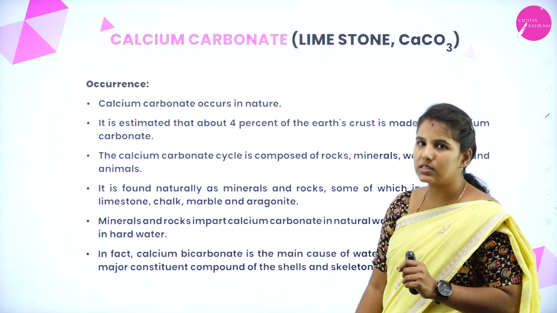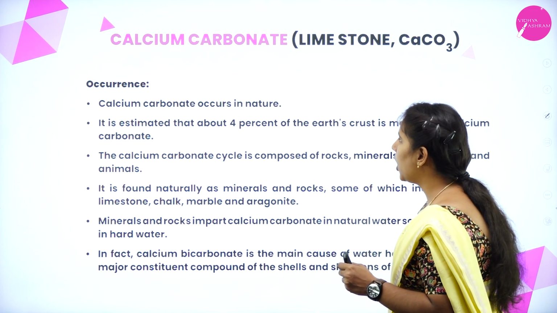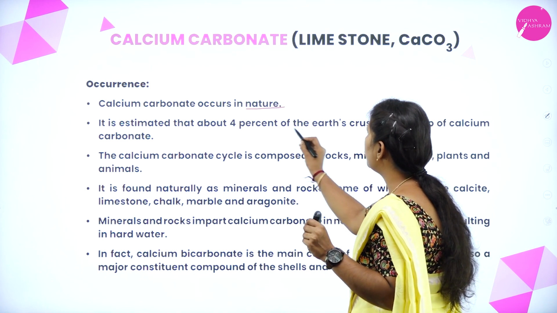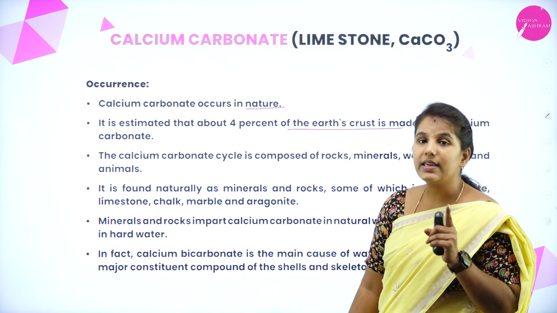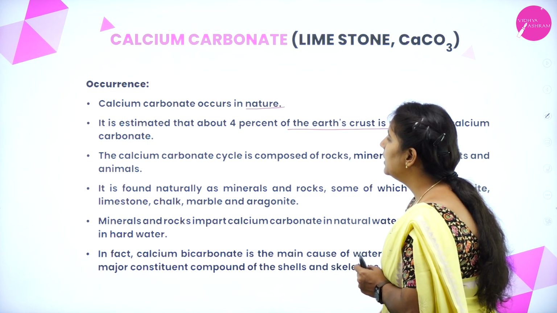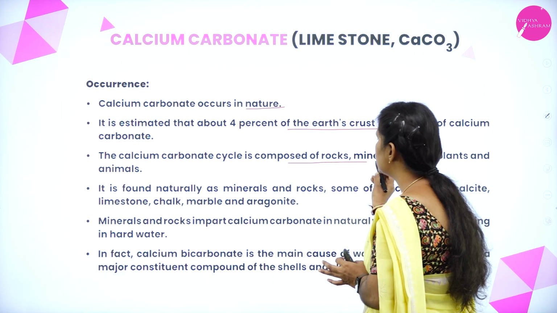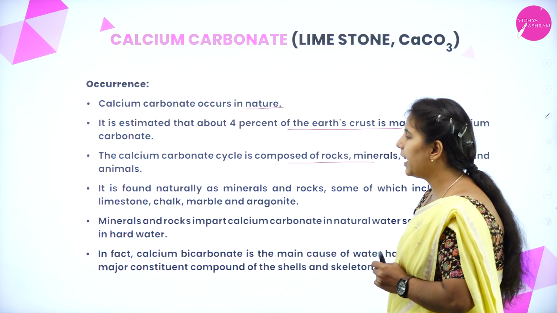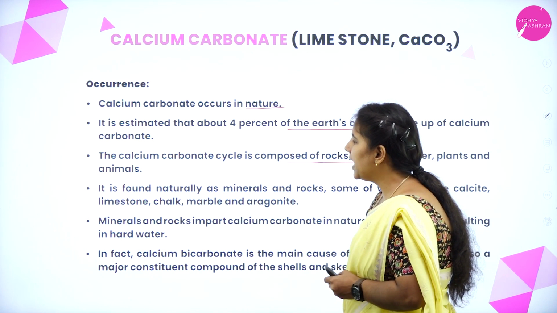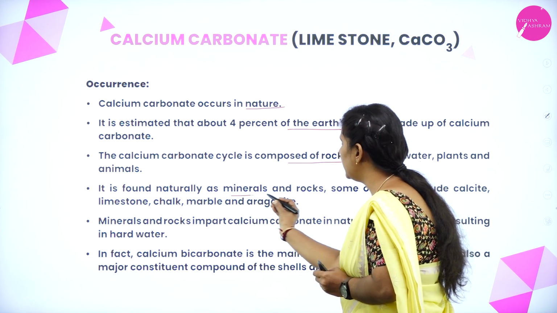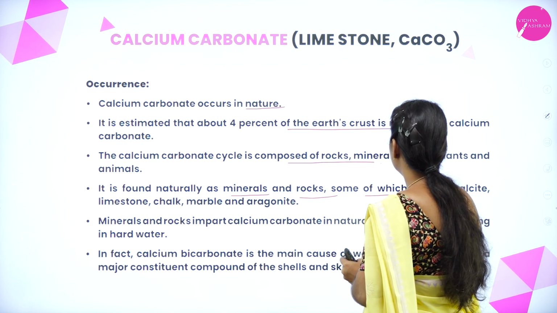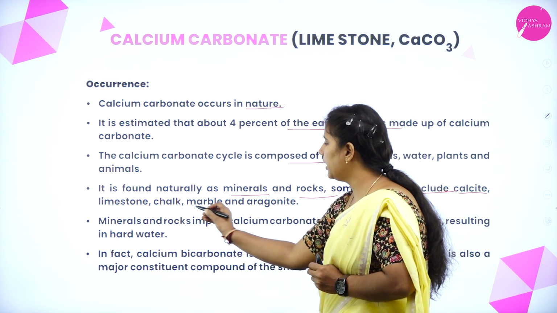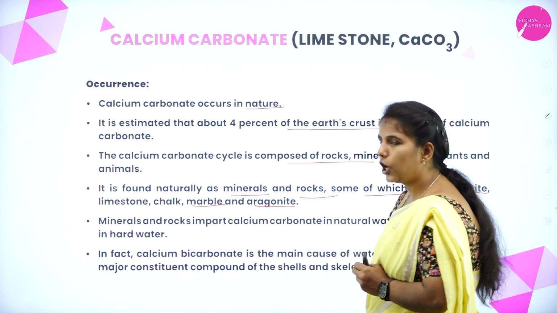The occurrence we will understand. Calcium carbonate occurs in nature. It is estimated that around 4% of the earth's crust is made up of what? Calcium carbonate, and the calcium carbonate cycle is composed of rock, mineral, water as well as plant and animal material, and it is formed naturally as a mineral and in rocks, and sometimes it occurs as calcite, limestone, chalk, or in the form of marble or aragonite.